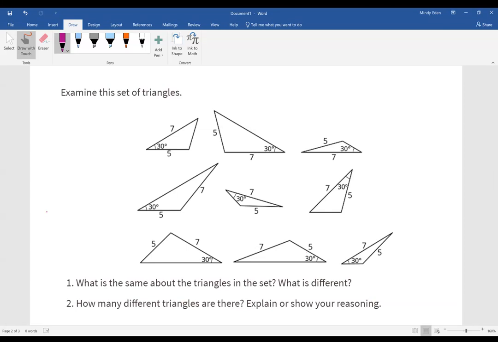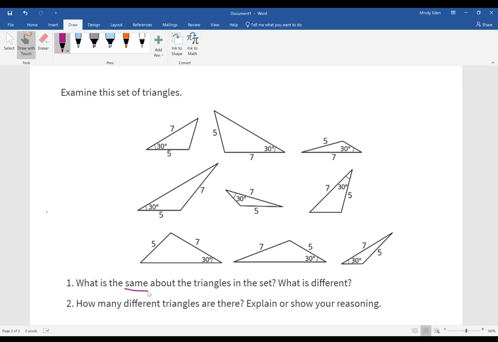So let's explore a couple more triangles. Look at these 9 triangles. Question number 1 says, what is the same about the triangles in the set? What is different? At a quick glance, what I notice is I keep seeing 5, 7, 30, 5, 7, 30, 5, 7, 30 in all of the triangles.